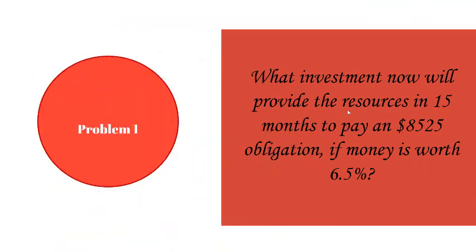Problem number 1. What investment now will provide the resource in 15 months to pay an $8,525 obligation if money is worth 6.5%? So we need to get the present value of the future value $8,525 for the total time 15 months with a rate of 6.5%.